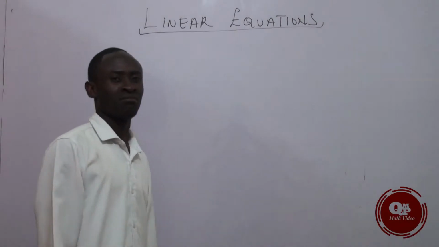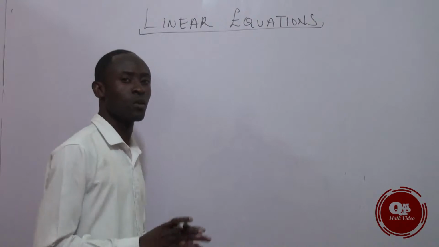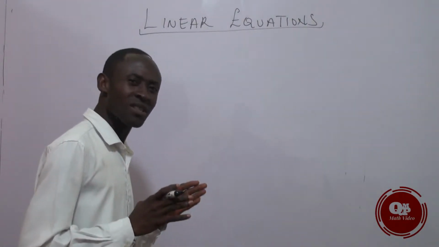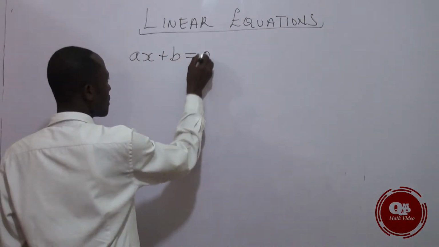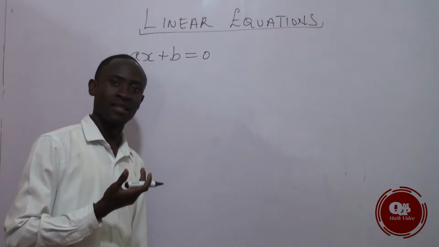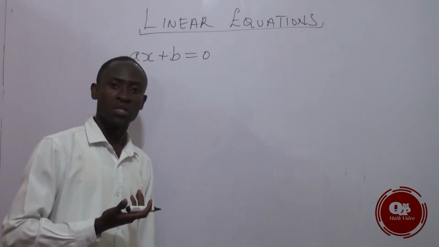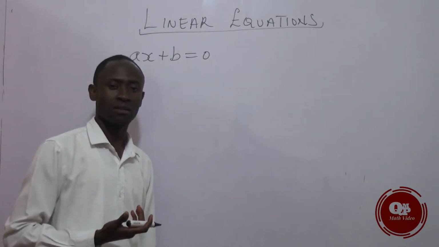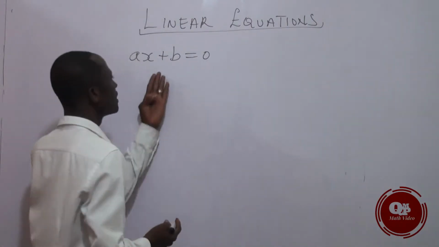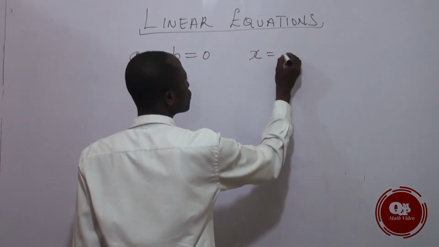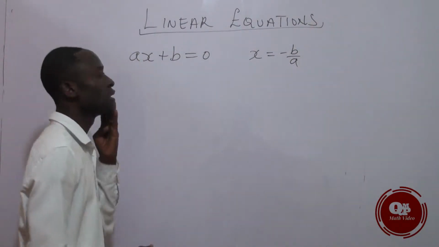What do we mean by the expression linear equation? Well, a linear equation is always in the form ax plus b is equal to 0. This is what we refer to as a linear equation. And in a linear equation, the solution is always one. Why is the solution always one? Well, let me first give you the solution. The solution to this linear equation happens to be x is equal to negative b out of a.